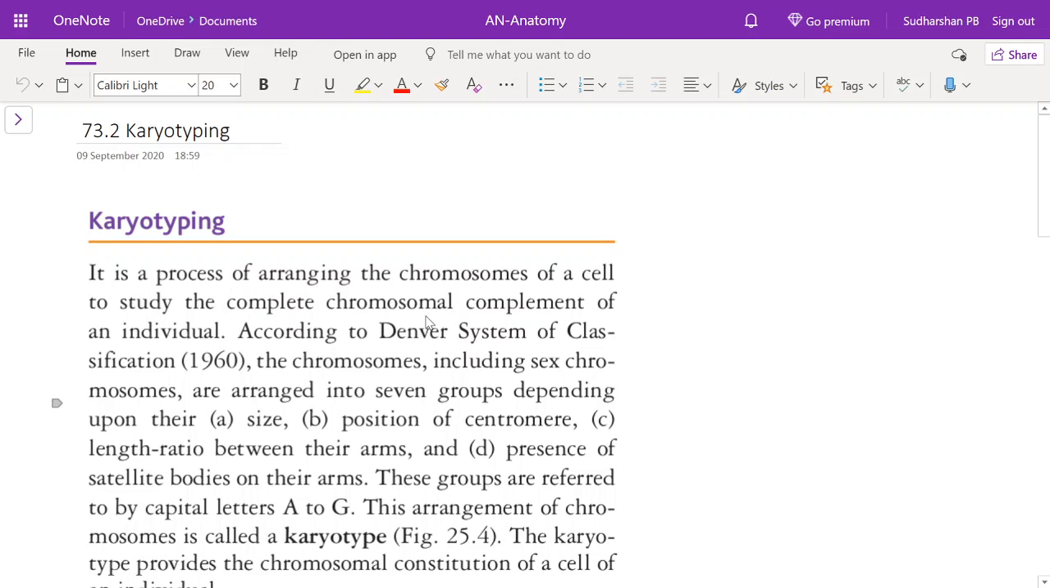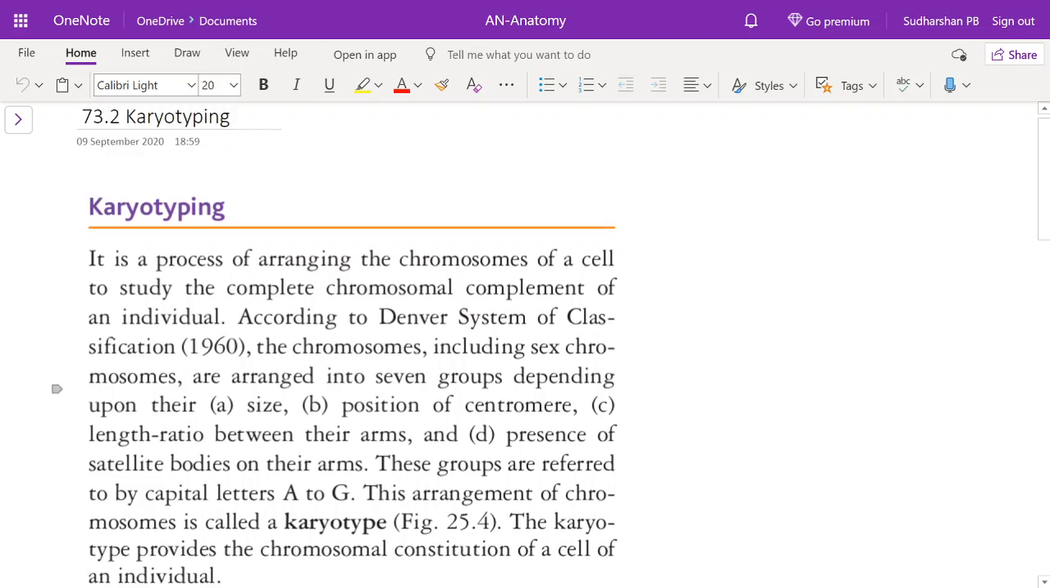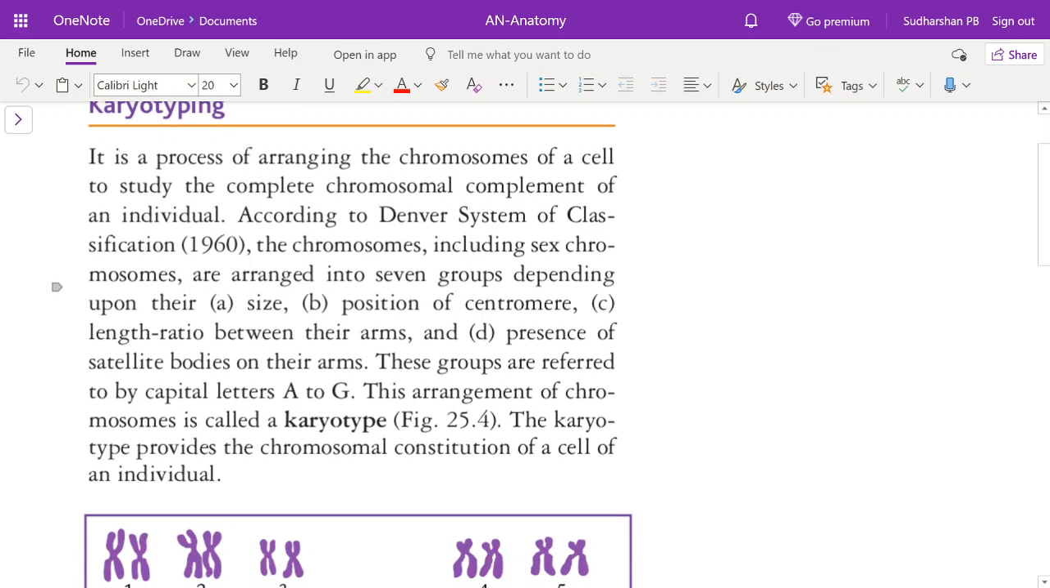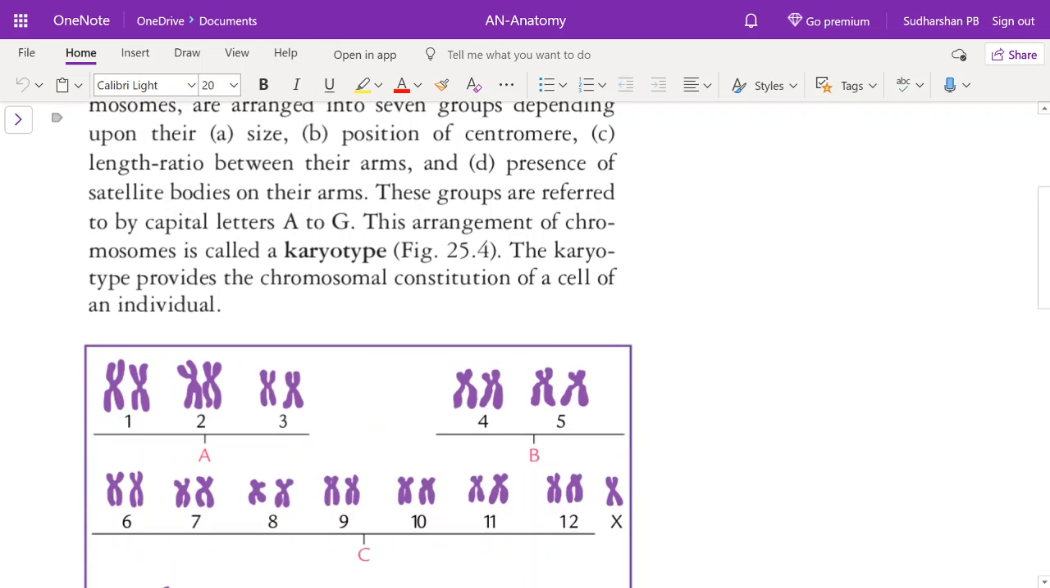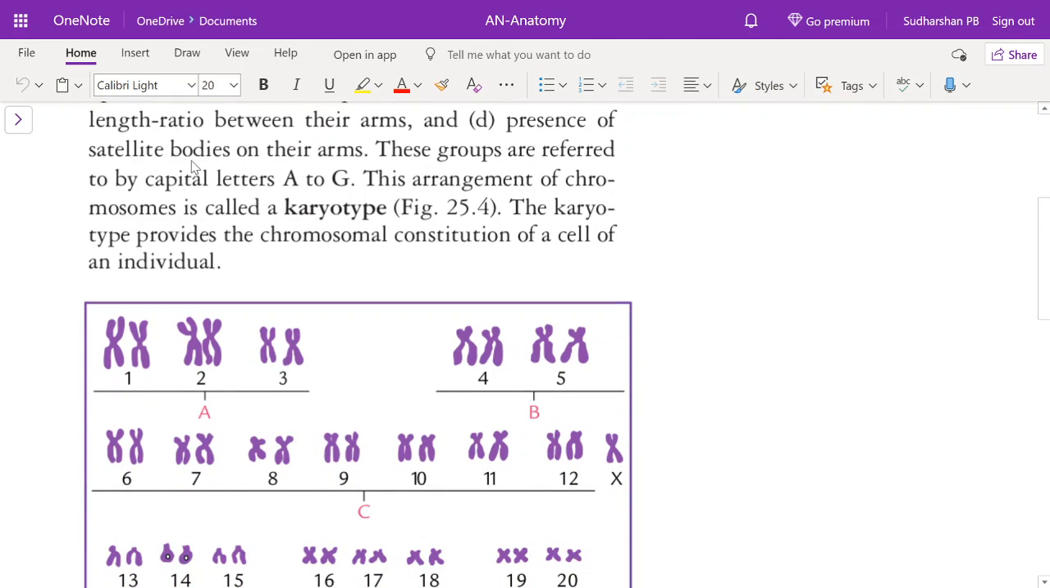This is called karyotyping. Now, according to the Denver system of classification, we can have the chromosomes divided by size, the position of the centromere, the length ratio between the arms, and the presence of satellite bodies. We can name these groups in capital letters, that is A to G. This, as we said, is called a karyotype.